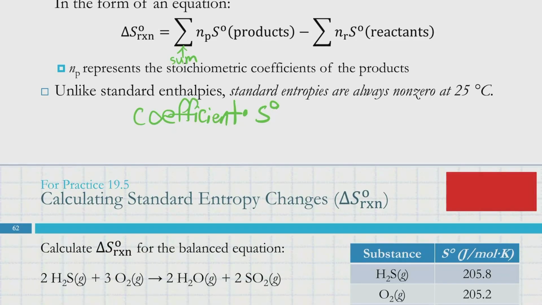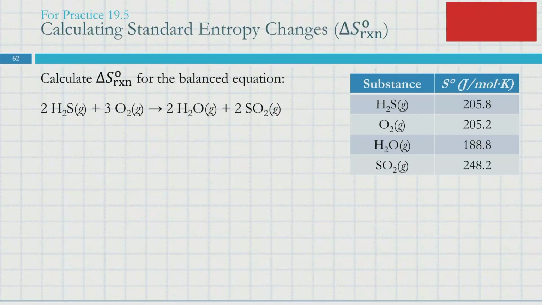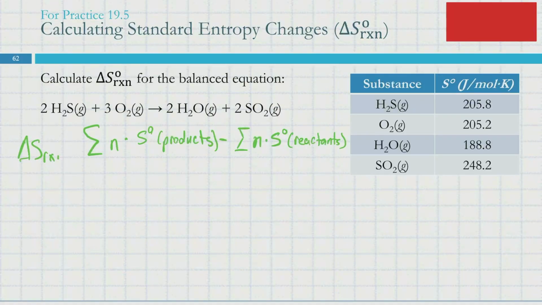And we can do an example of this. So we can calculate our change in standard entropy for the reaction for this balanced equation. We are given, for each of our substances, the standard molar entropy. So sigma n times standard entropy for products minus sigma n times standard entropy for reactants. That's our equation.